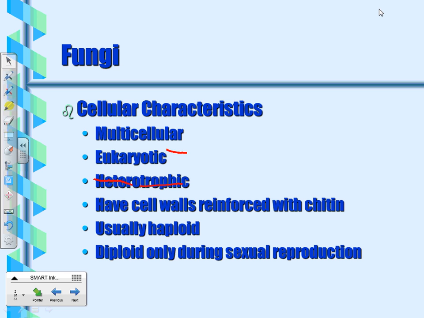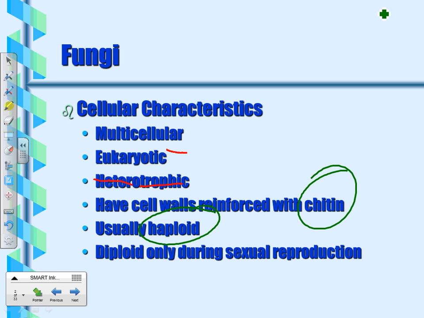They also have cell walls, made mostly out of a carbohydrate called chitin. And we know cell walls are mostly about what? What's their main function? To keep a cell from bursting when it's in water, hypotonic solutions.